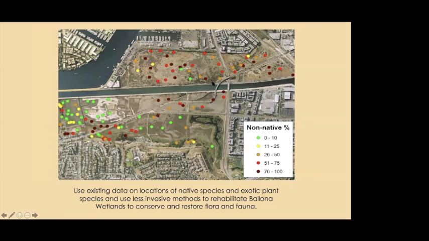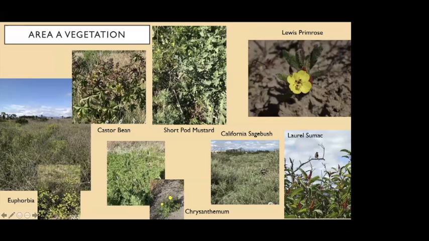And I was looking for all the black mustard they said was in here. And I do see a lot of black mustard along Lincoln. And a little over here, but not too much. But mostly I saw short pod mustard here. And I saw a lot of chrysanthemum, some castor bean, and euphorbia.